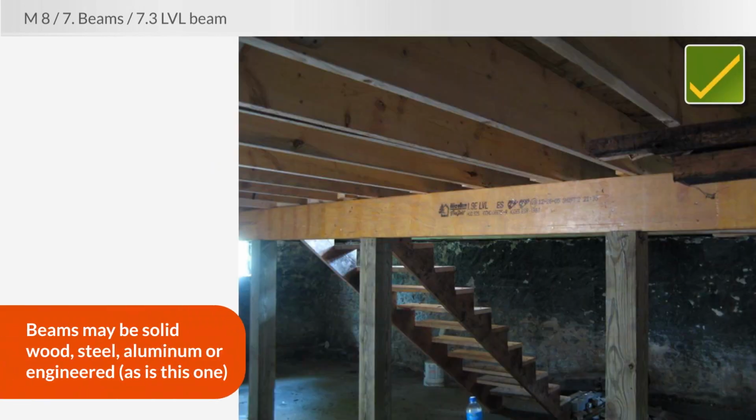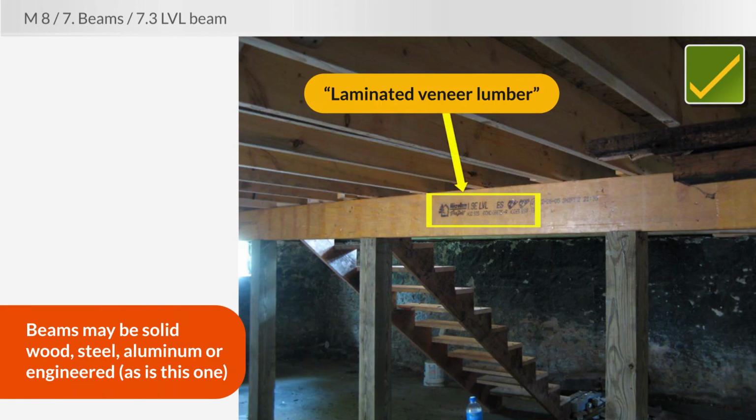Beams may be solid wood, steel, occasionally aluminum, or engineered as is this one. LVL stands for laminated veneer lumber. This beam looks good. No one has notched it anywhere. No one's put holes through it. That's exactly what we want to see. You can see actually that this is an older home and they have replaced the beam because laminated veneer lumber did not exist 80 years ago.